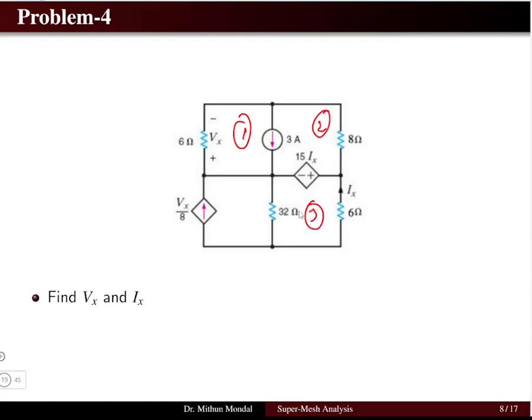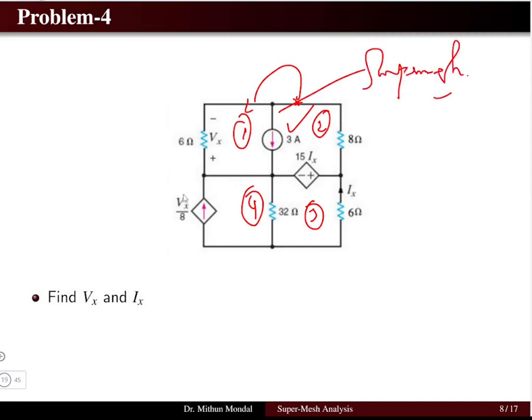So we have 4 meshes, and we can see that there is a 3 ampere independent current source which is common between mesh 1 and mesh 2. So that leads to a super mesh problem, and there is one more current source which is a dependent current source, but it is at the boundary, so it is not forming any super mesh, and we can take the current which is flowing in this mesh to be directly equal to Vx by 8.